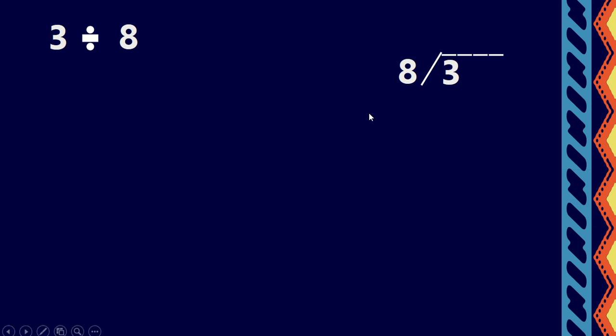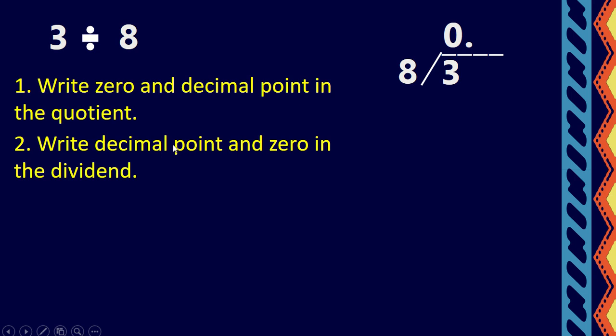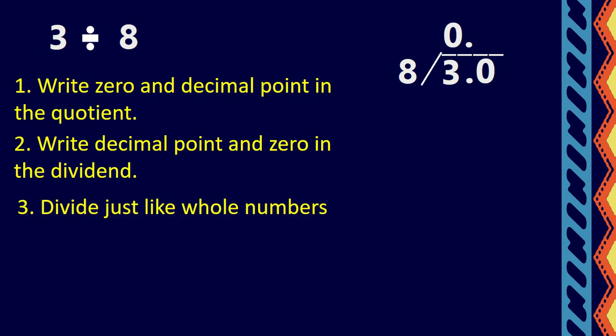Step 1, write 0 and a decimal point in the quotient. Step 2, write a decimal point and 0 in the dividend. If you will notice, it's reversed, so this time you will have point 0. Then divide just like whole numbers. 30 divided by 8, we have 3. 3 times 8, we have 24. We're going to subtract, 30 minus 24, we have 6.